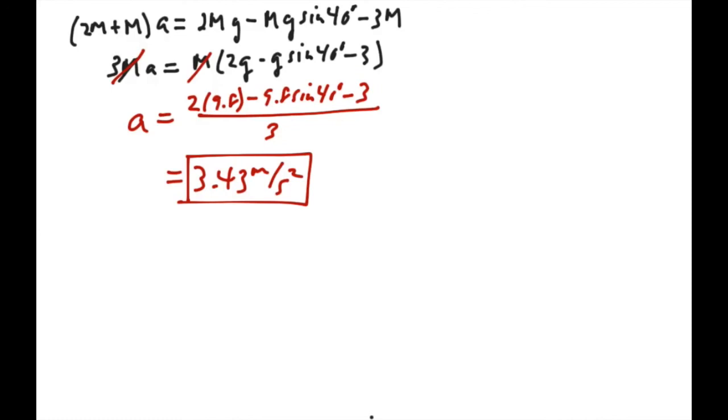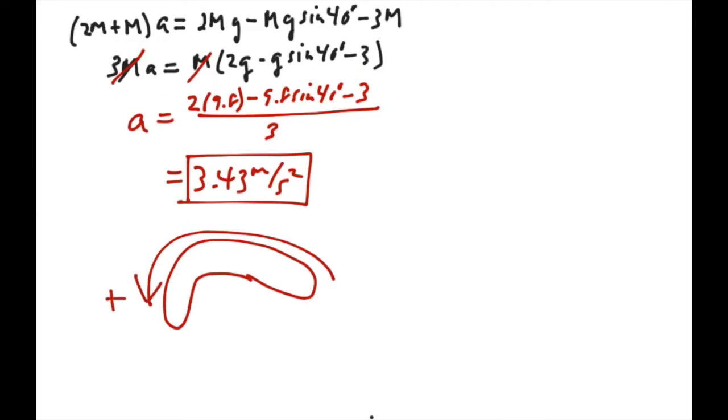Since we came up with a positive value, our assumed acceleration for this blob was correct. That was the positive direction. If we had come up with a negative value for this total mass of 3m, then we would have just assumed the wrong direction for the acceleration to begin with. But we would have gotten the same magnitude of acceleration. So our answer is 3.43 meters per second squared.